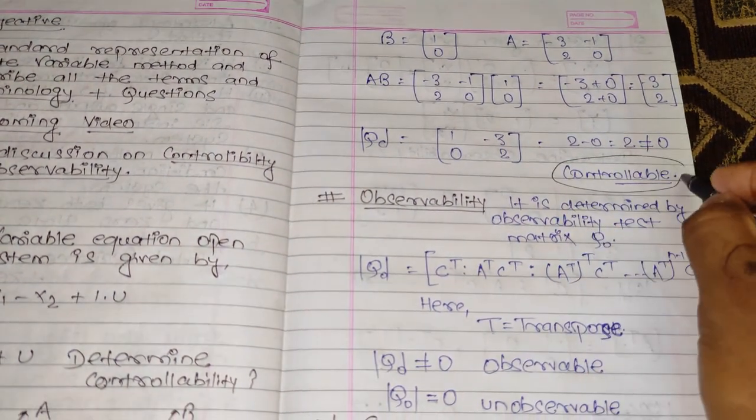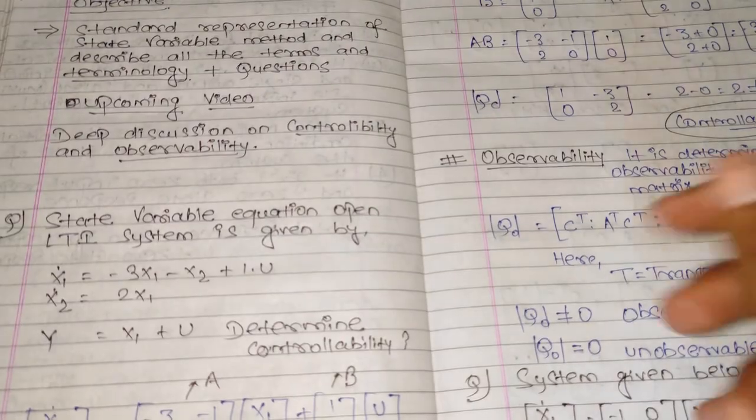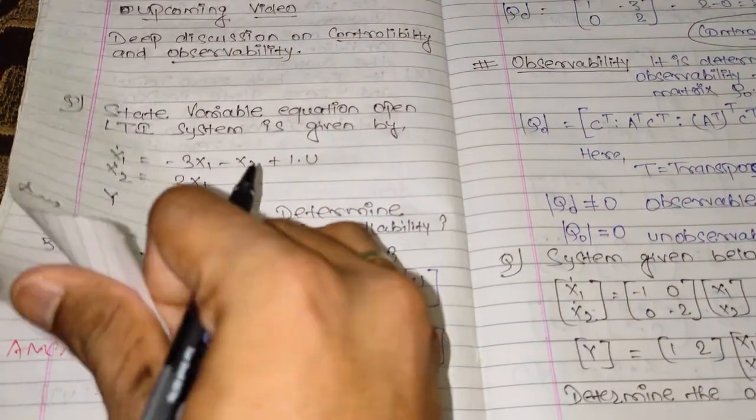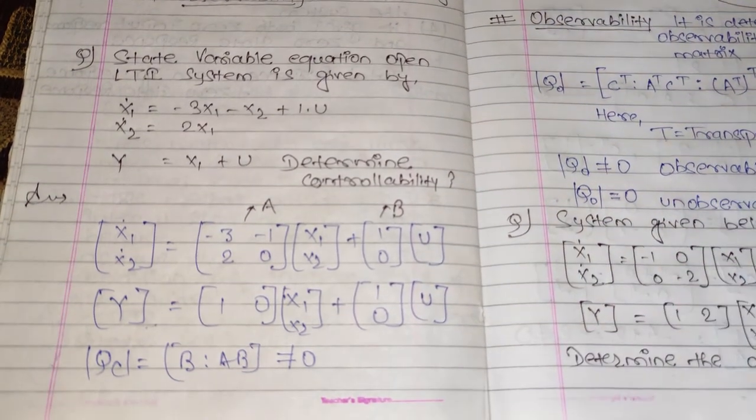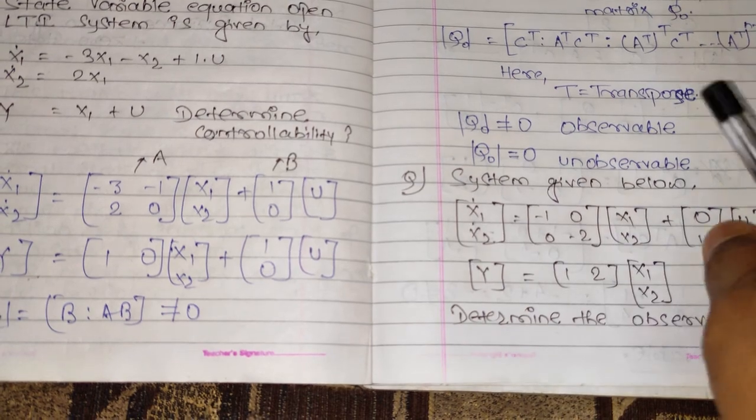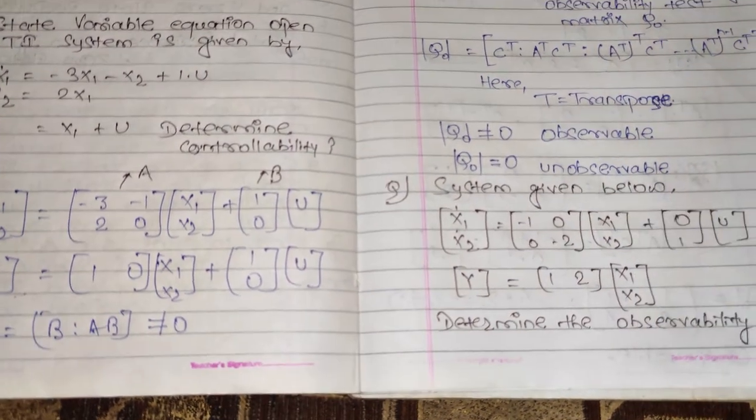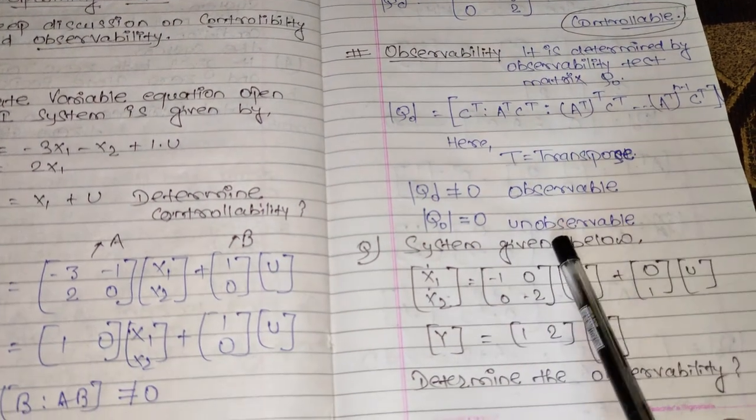So by using these methods we can easily find the controllability, and we will see how we can calculate observability. So these are very basic methods, and this type of question is asked in the GATE examination many times. So it's very easy to find whether a system is controllable or not. Now we will see how we can calculate the observability of the system.